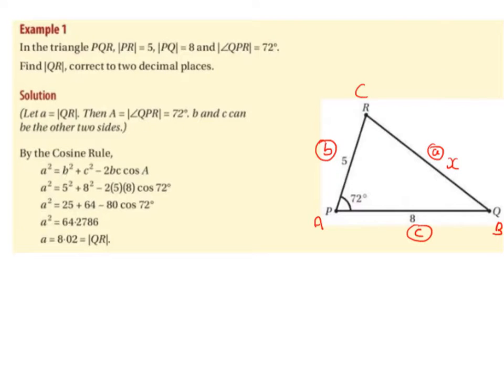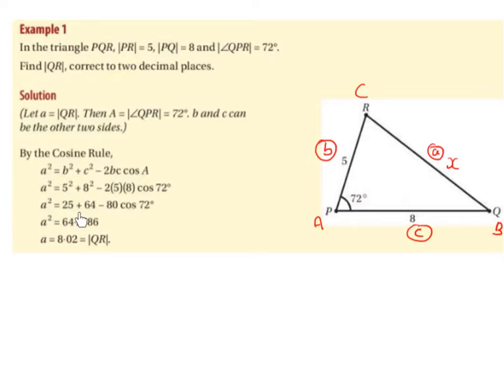So we swap the b for 5, so we get 5 squared, plus we swap the c for 8, so we get 8 squared. Bring down the minus and the 2, swap the b again for 5, with brackets around it. Swap the c for 8, with brackets around it, bring down the cos, and swap the A for 72. 5 squared is 25, 8 squared is 64, minus 2 by 5 by 8 is minus 80, and the minus 80 is stuck on to cos 72. Make sure that you don't put a plus in between.